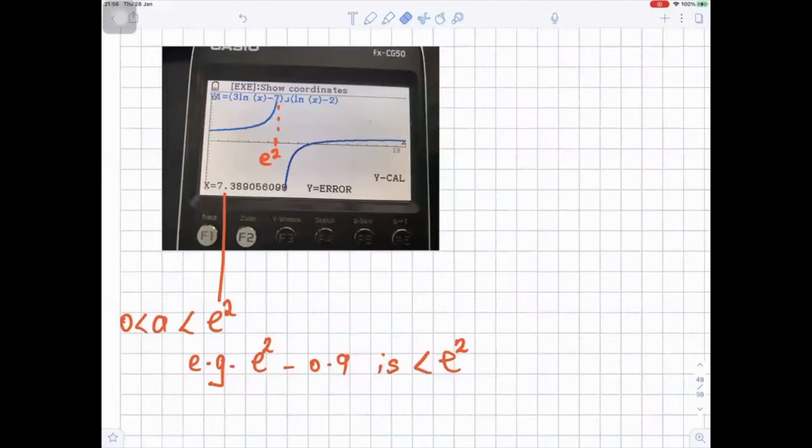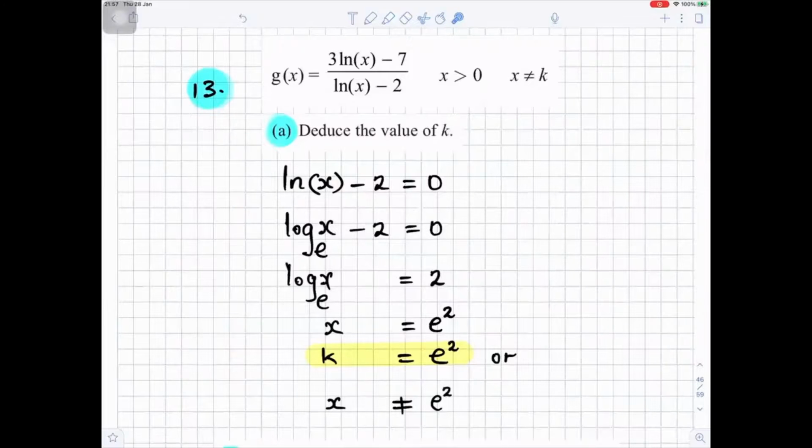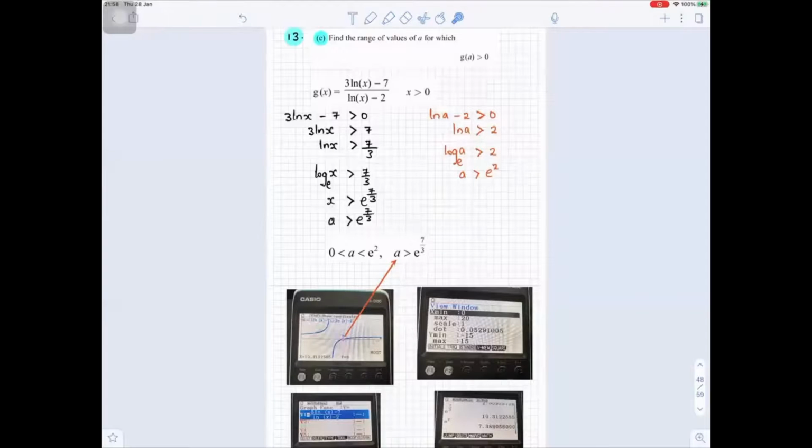So you can see that if you choose a number just slightly below e to the 7/3, like e squared minus 0.9 or something, it would give you an answer which is above the x-axis. And if you choose a number bigger than e to the 7/3, it will be above. So this is above the x-axis, and this is above the x-axis, and this is below the x-axis. So that's question 13A, question 13B, and question 13C.